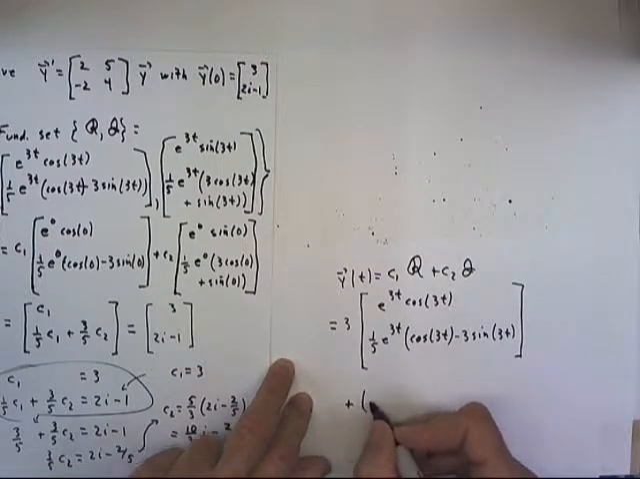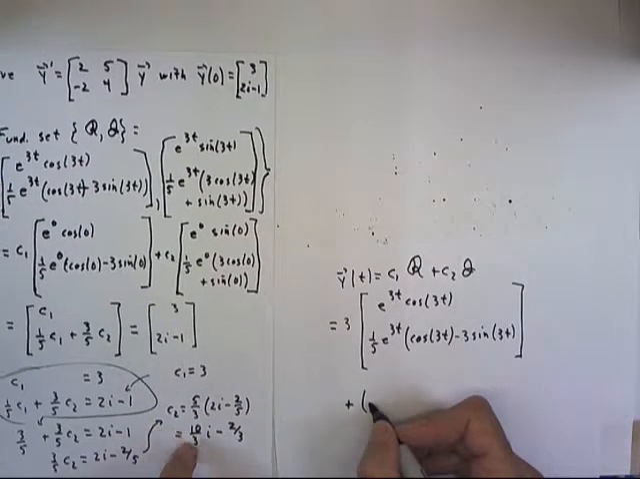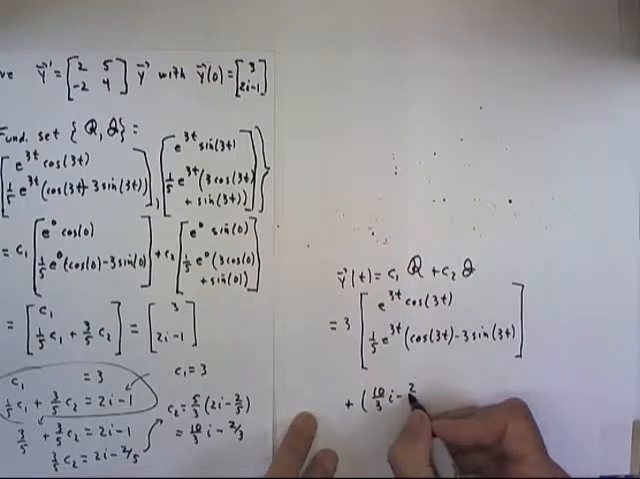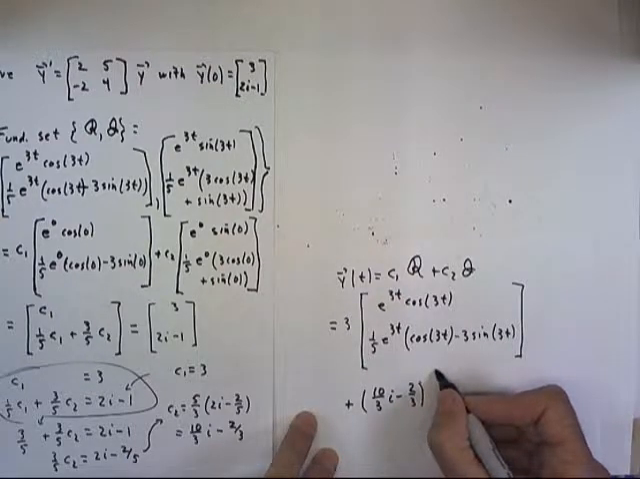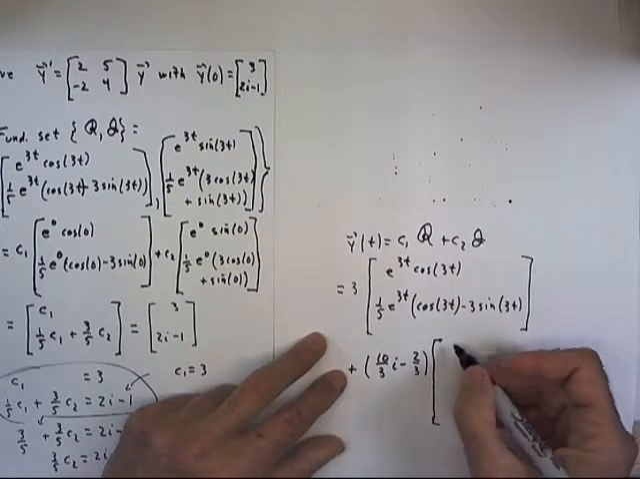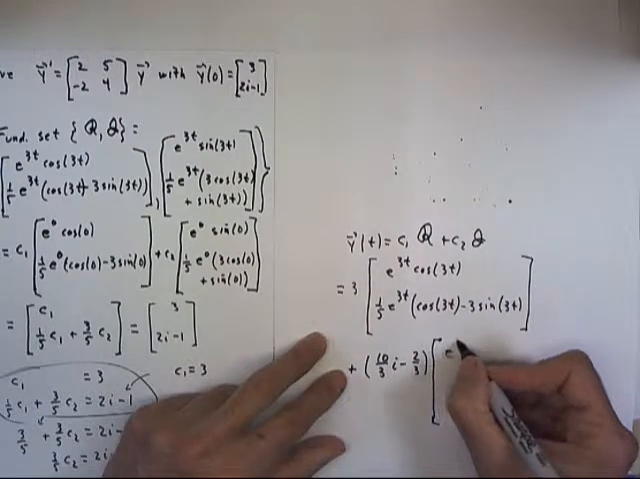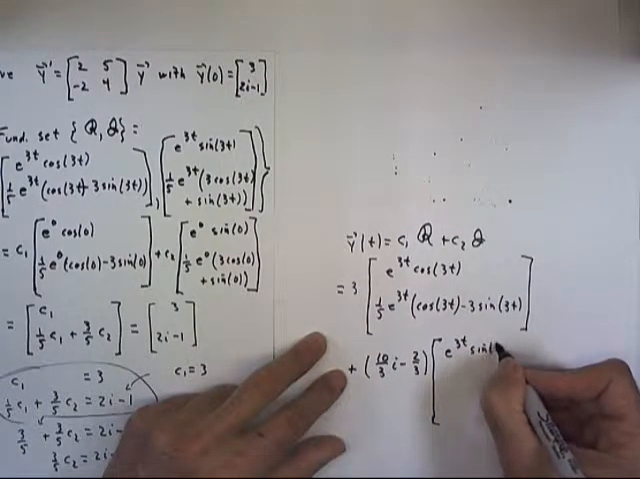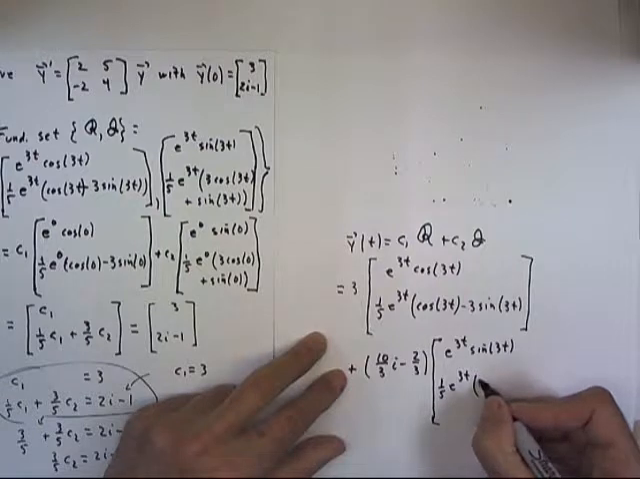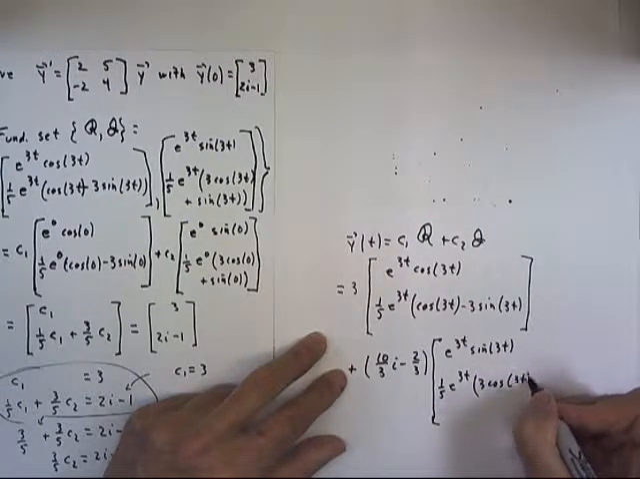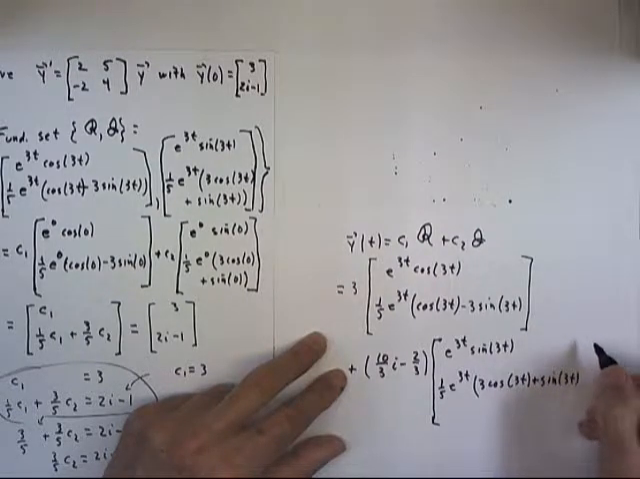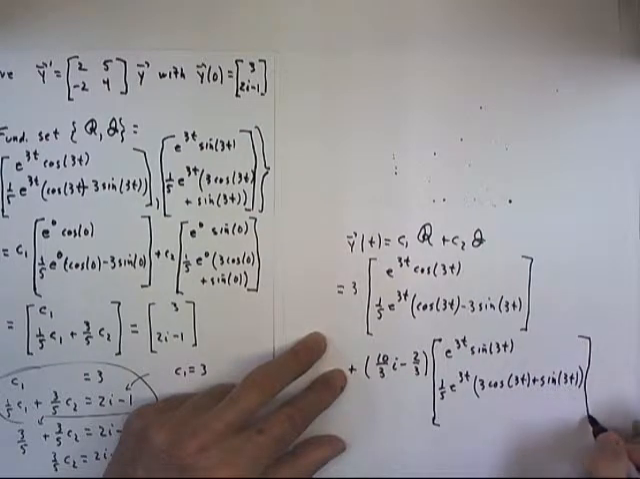Plus C2, which is 10/3 i minus 2/3, times our second fundamental vector, e to the 3t sine of 3t, 1/5 e to the 3t times 3 cosine of 3t plus sine of 3t, close the parentheses, close the brackets.